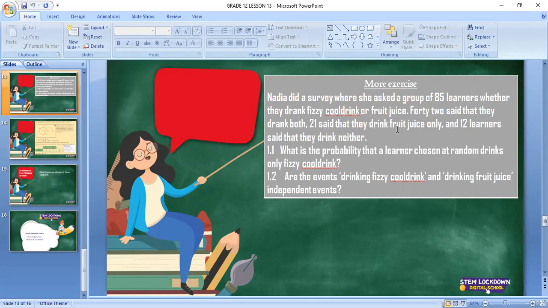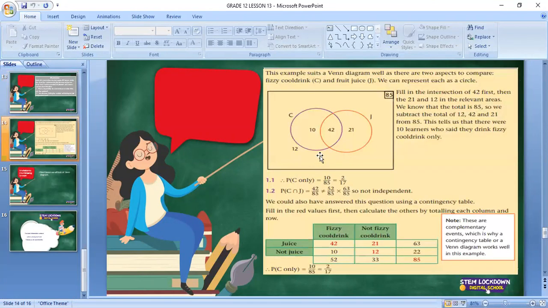21 said they drank fruit juice only, so 21 is placed by the fruit juice only, and 12 learners said they drank neither, so that will be outside the two circles. Now, what is the probability that a learner at random drinks only fizzy drinks? First of all, we draw our Venn diagram, and then from there we can determine the probability.